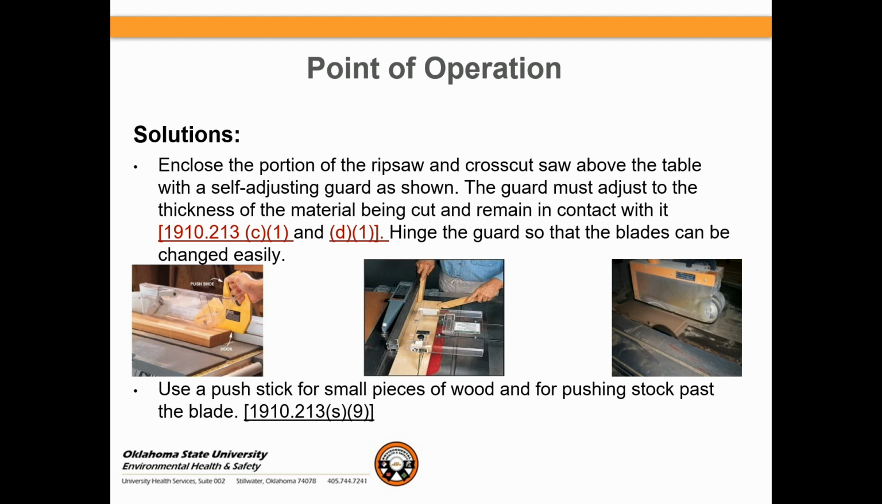As far as the point of operation is concerned, enclose the portion of the rip saws and crosscut saws above the table with a self-adjusting guard as shown. The guard must adjust to the thickness of the metal being cut and remain intact with it. Hinge the guard so that the blades can be changed easily.